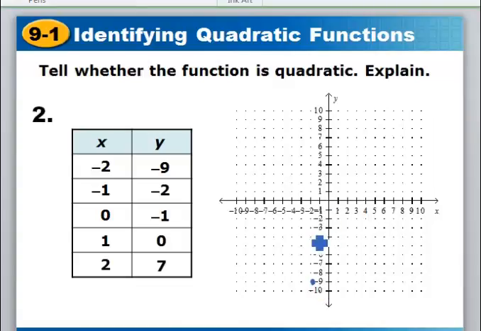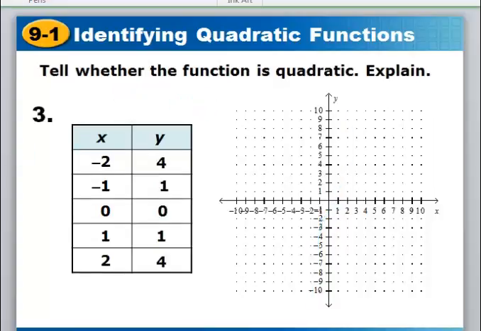So you got -2, -9, -1, -2, 0, -1. You've got 1, 0, and you've got 2, 7. You can see this is not a quadratic. It does not make a U or a hill, which is what a parabola would make. We need this type of shape for it to be quadratic, one of these two.